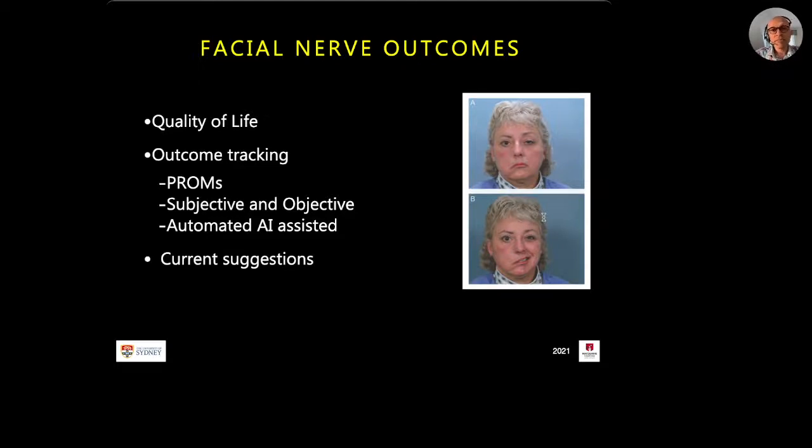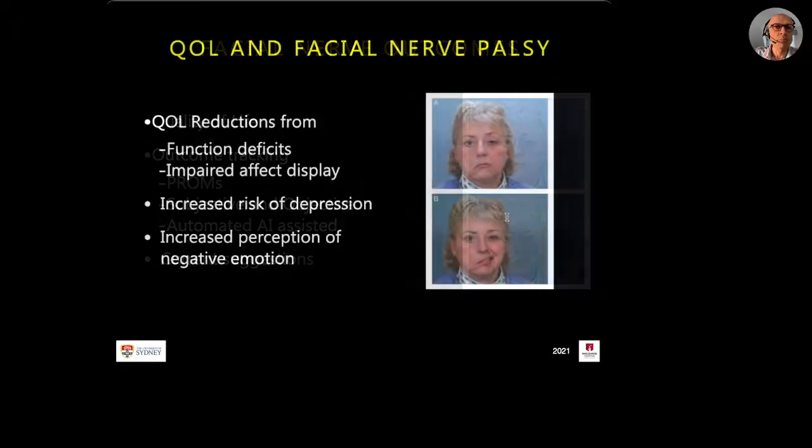It's subjective as well as objective assessment of facial nerve paralysis. We'll spend a few slides looking at how automation and AI is really likely to take over in the next 5 to 10 to 15 years our way of objectively assessing facial nerve outcomes. And then we'll talk about what the current state or the current suggestions are for your patients and how you should be monitoring them pre and post-operatively.